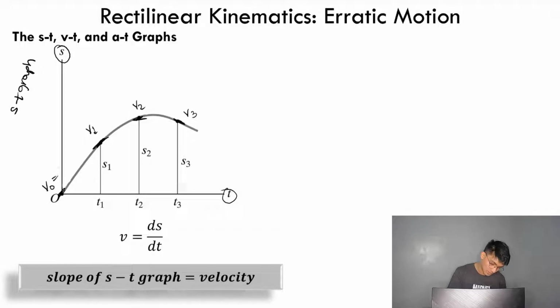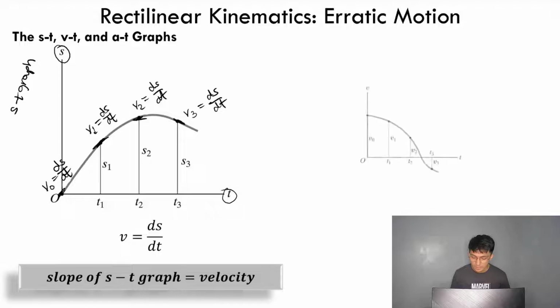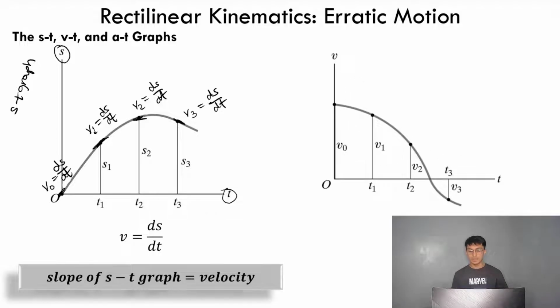So, let's say this is ds over dt, at time equal to t1. And this v2 is also ds over dt, at time equal to t2. And our v3 is ds over dt, where the time is t3. Now, from the ST graph, we can build the VT graph. And here's an example of a VT graph.